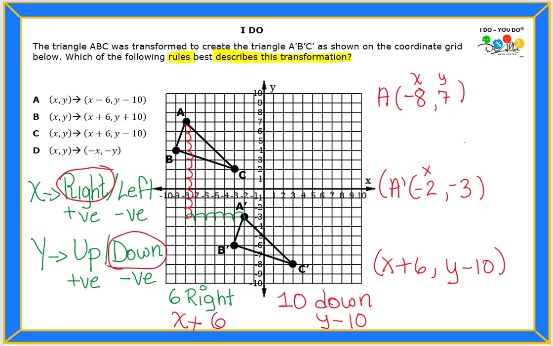Okay, so if you look at the answer choices, we can find the one that we need. But we can take it one more step, and we can actually apply the rule to my A to see if I get A prime. So for example, -8 is X, so I'm going to say -8 plus 6, and that gives me a -2, which is the -2 that I see right there. What about the Y? On the Y, say Y -10. So Y is 7. So I'm going to write down 7 minus 10. 7 minus 10 is -3, which is what I have right there. So my rule is correct.